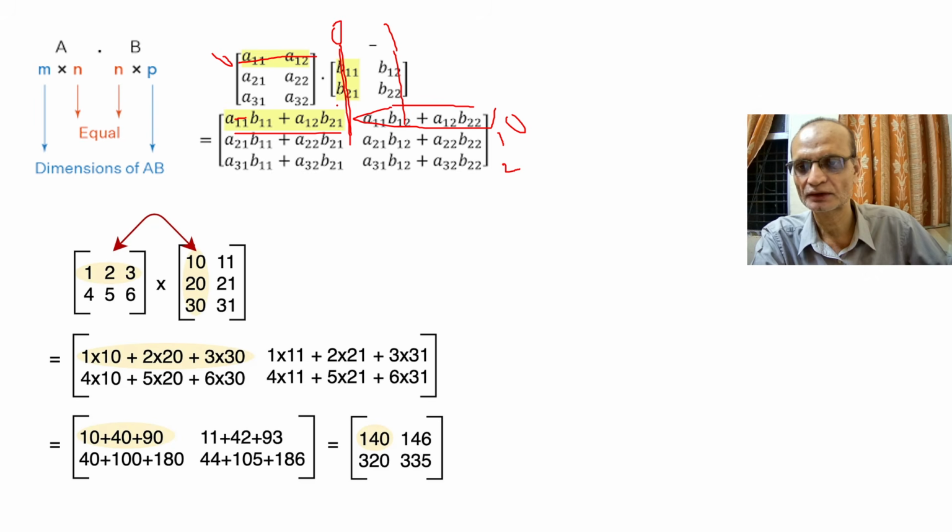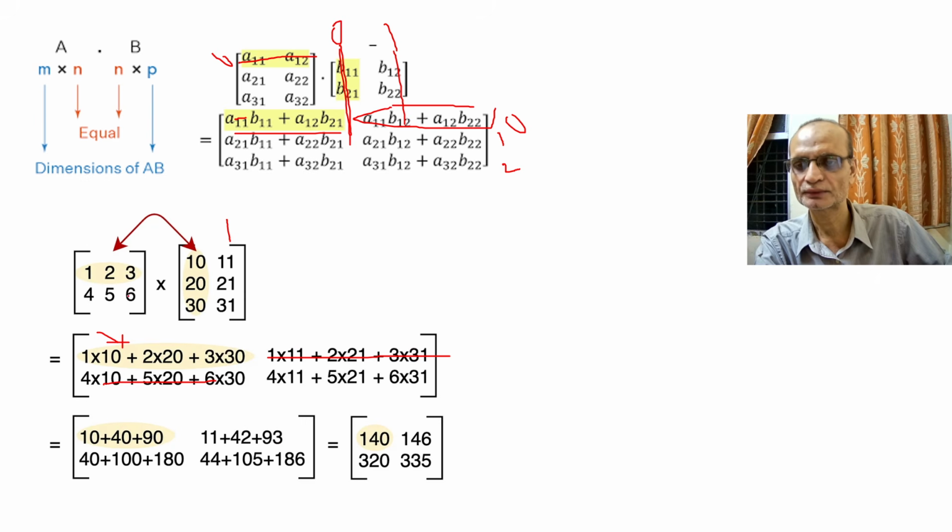Let's take an example which I have shown here. There is 1 2 3, a 2 rows and 3 columns matrix, and this is a 3 rows and 2 columns matrix. Here you can clearly see 1 into 10 plus 2 into 20 plus 3 into 30. This will give us the very first element. Similarly, for the same row and the first column, 1 into 11 plus 2 into 21 plus 3 into 31 will give you this element.